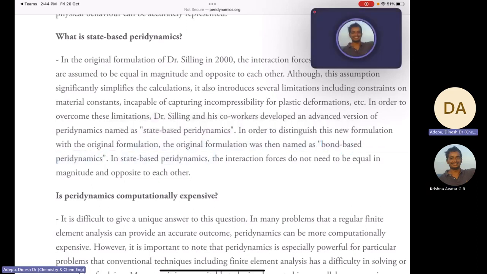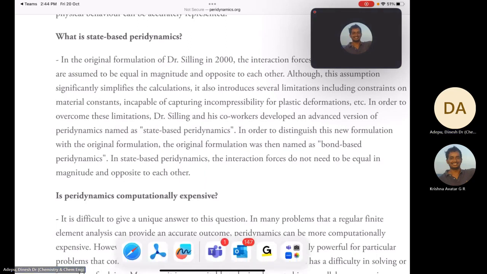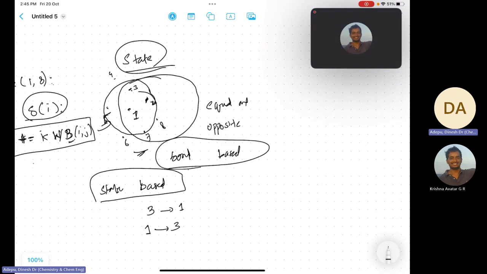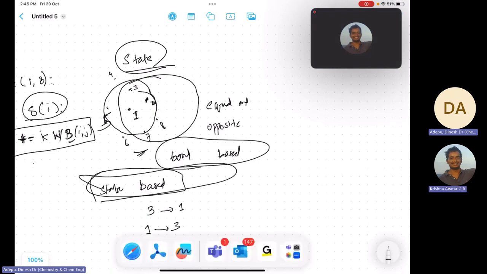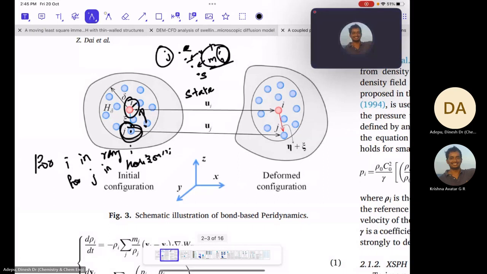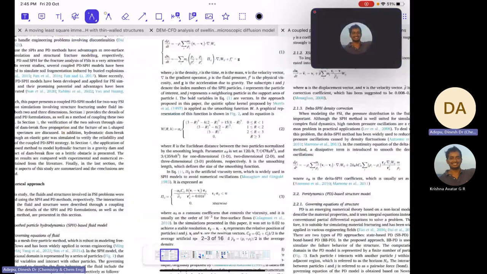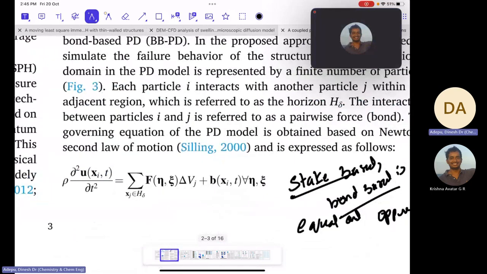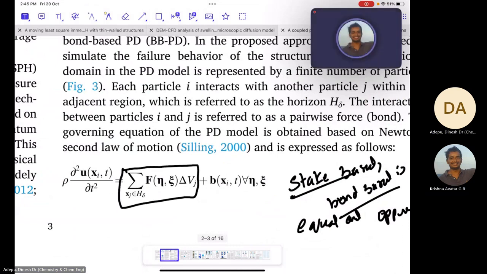The second one is state-based. So here I have to flip it. This is bond-based, and this is state-based. First is bond-based, second is state-based. Okay, going back to the paper. If you look at this, this is how we compute the force.